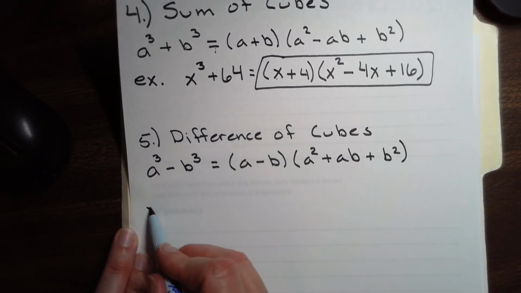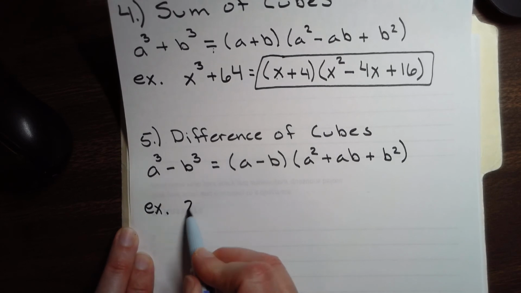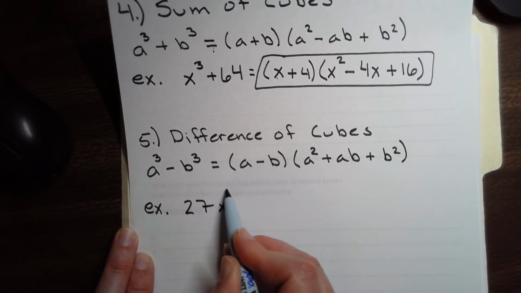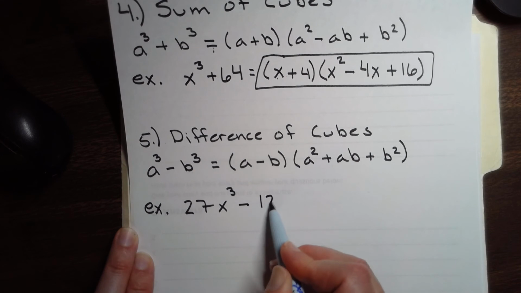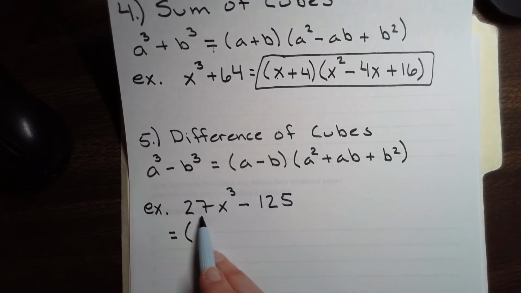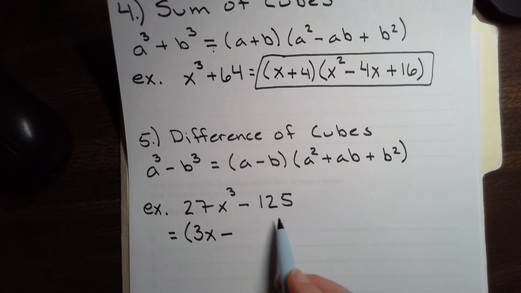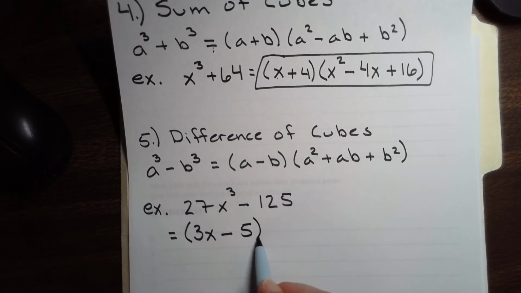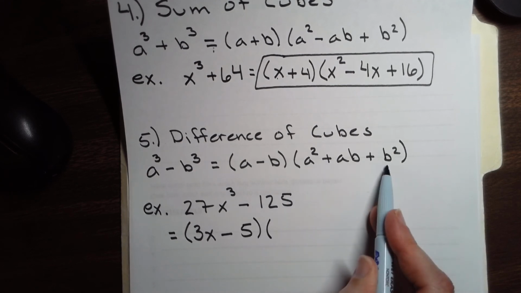So let's go ahead and take a look at an example. So 27x cubed minus 125. So to figure out our a, we take the cube root of 27x cubed, which is 3x. And then you want to figure out the cube root of 125 for your b, and that would be 5. And then let's fill out the rest of the formula.